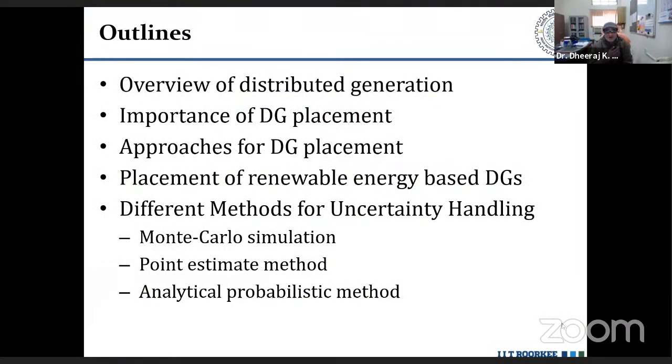So these are the broad contents of my presentation. First, we will discuss a brief overview of distributed generation. Then why DG placement is important. Then different approaches for DG placement. Then we will discuss placement of renewable energy based DGs and different methods for dealing with uncertainty associated with renewable energy based DG.